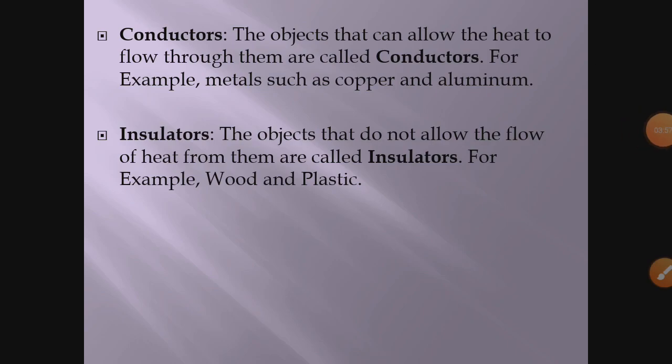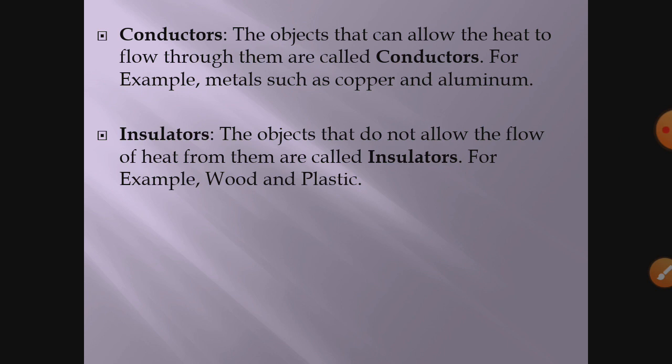Now the next concept is related to conductors and insulators. Conductors are the objects that can allow the heat to flow through them. Example, metals like copper and aluminium are conductors. That's why they are used in electrical wires. They allow the heat to pass through them. They allow the electricity to pass through them. That's why they are called conductors. They conduct heat and electricity.